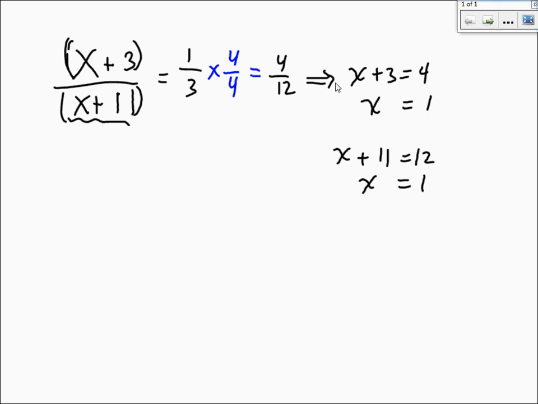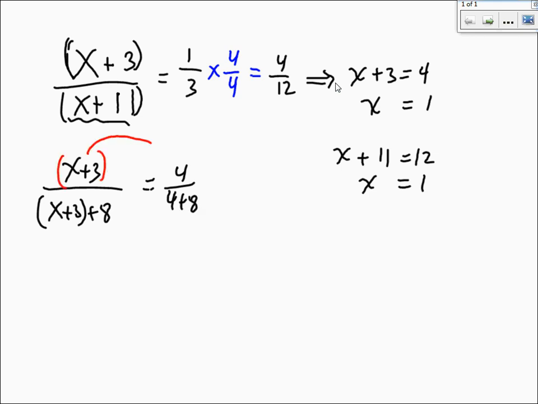or I can say that the bottom is 12 and conclude that x is 1. Either way would work, because if you have x plus 3 over x plus 11, which I'll write this way, is equal to 4 over 4 plus 8, yes, x plus 3 is 4. Because if this is 4 and you add 8, you'll get 4 plus 8. Okay, so that's pretty nice to be able to do that.